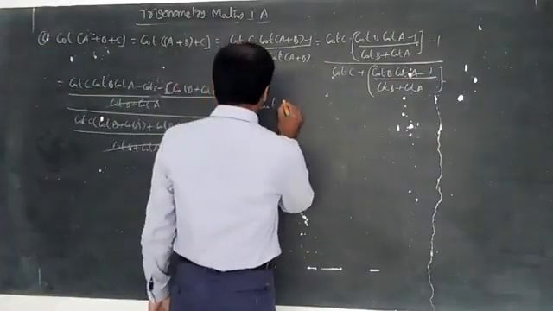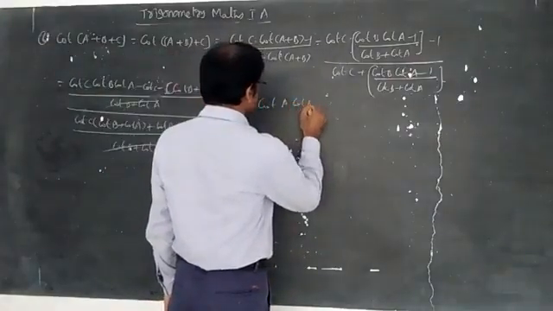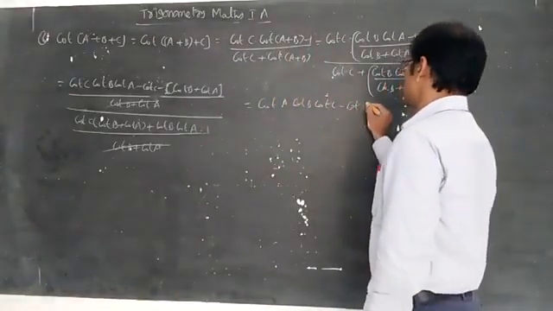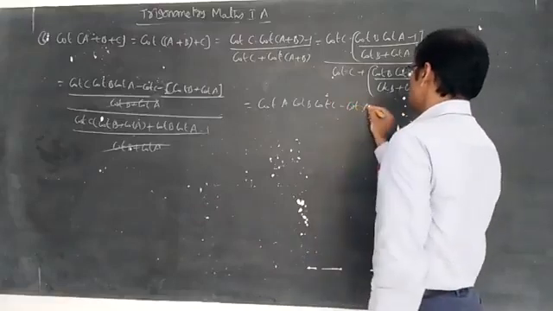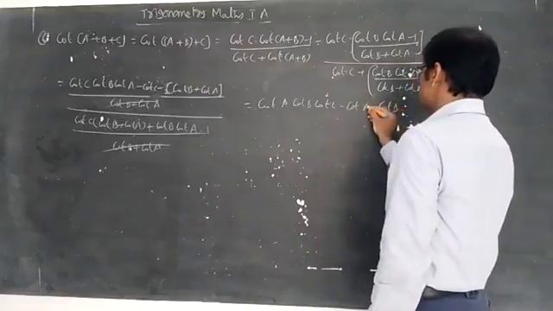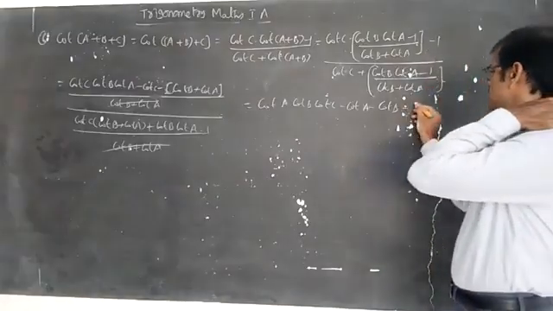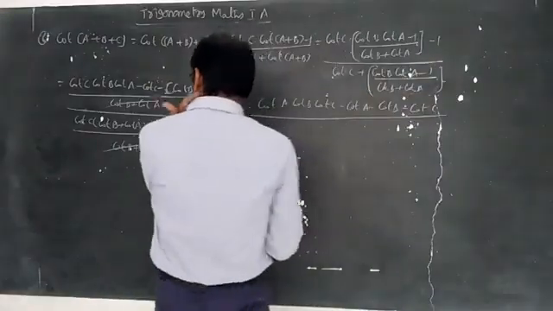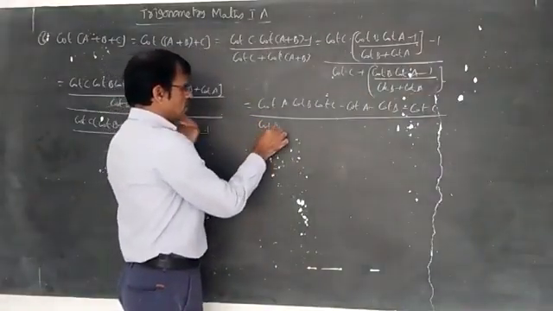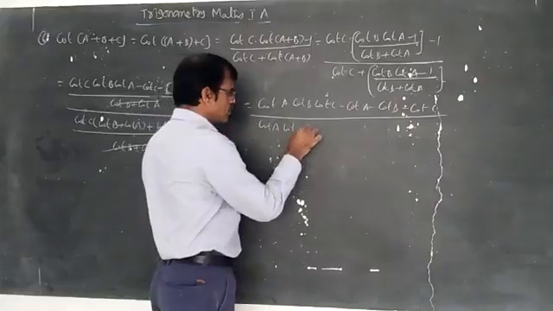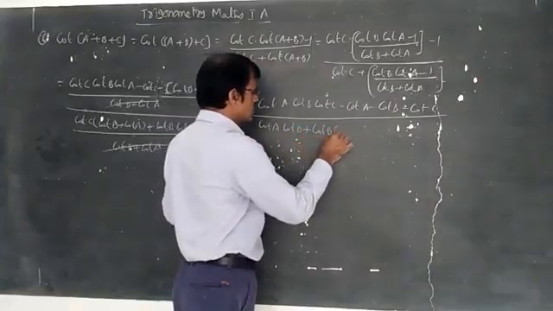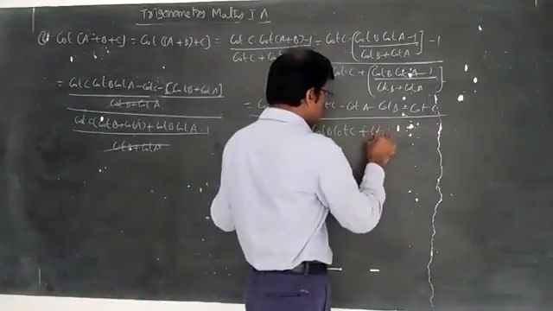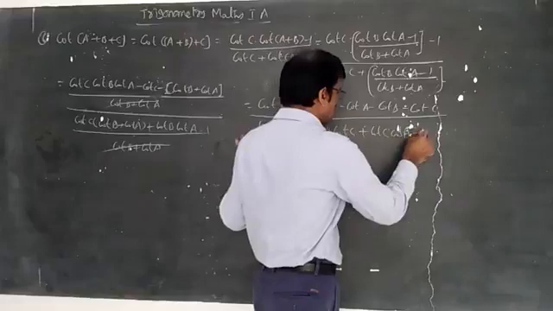Now write in order cot A, cot B, cot C. Minus, multiply with minus. You write here cot A minus cot B minus cot C, whole by, cot B cot C. Write in order cot A cot B plus cot B cot C, cot A cot B plus cot B cot C plus cot C cot A, minus 1.